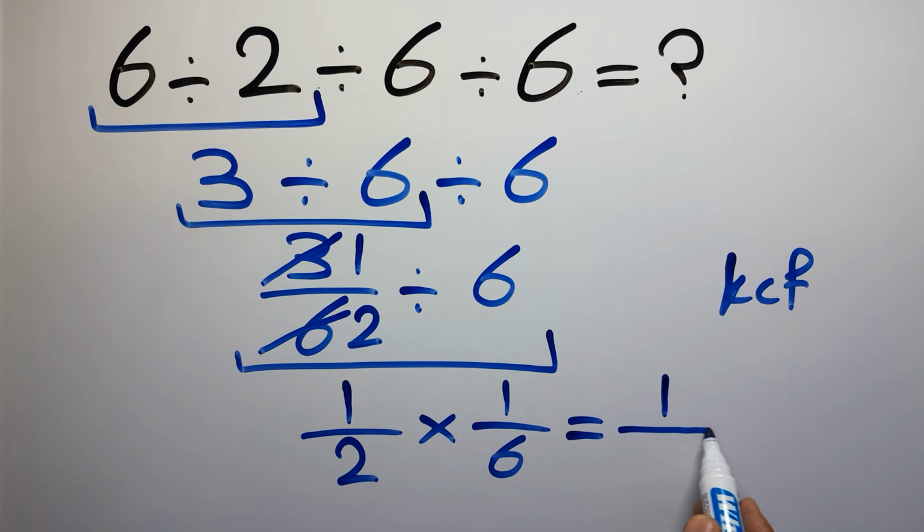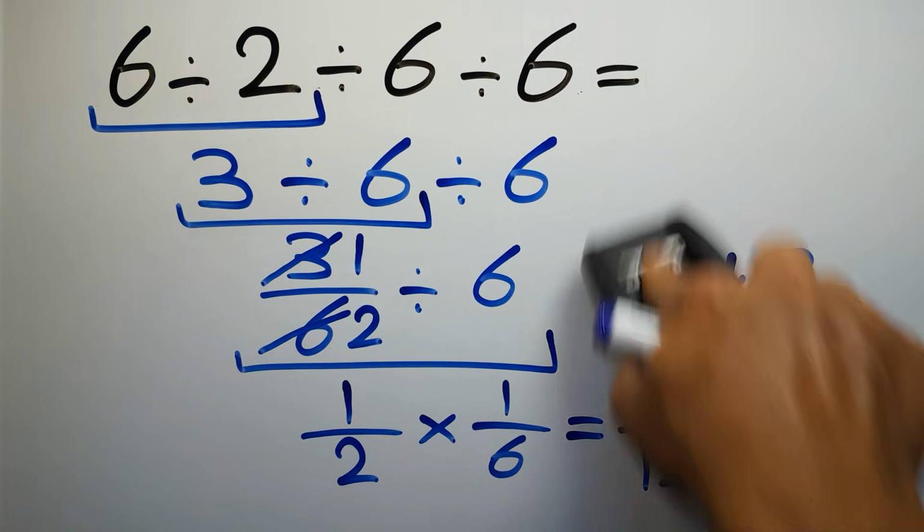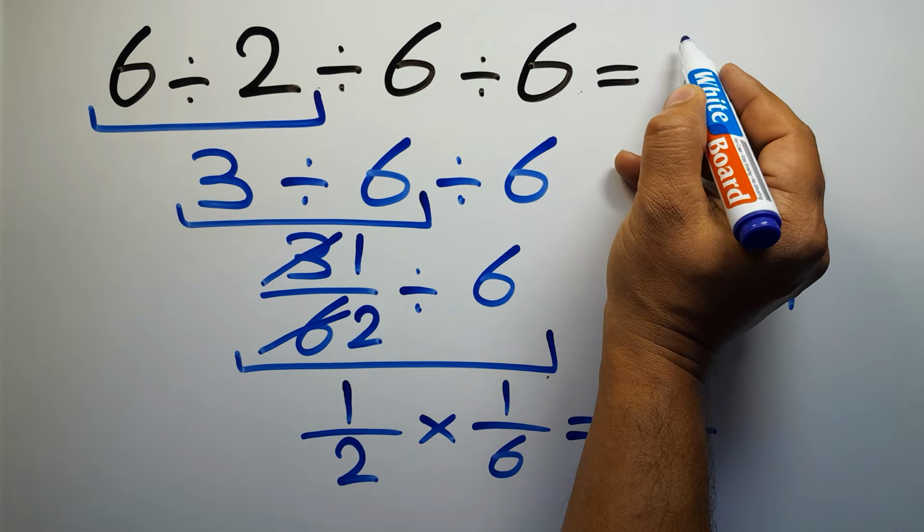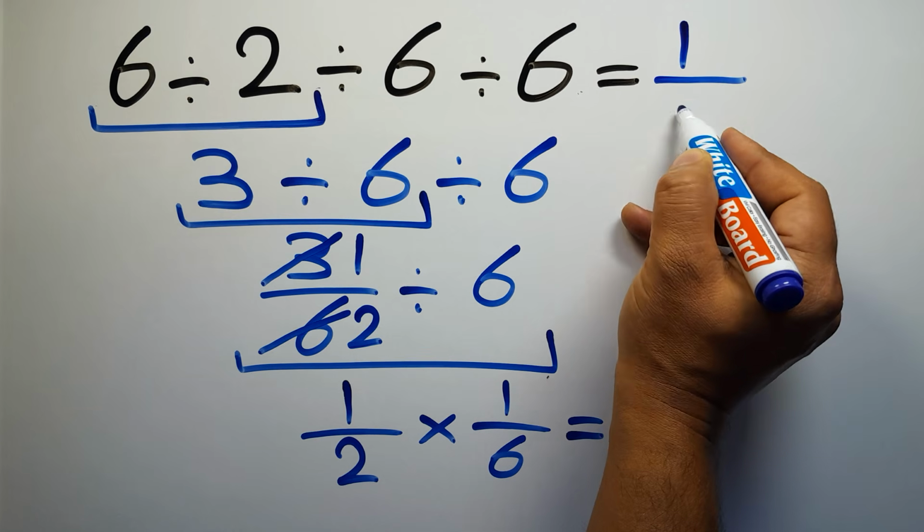So 1 over 2 times 6 equals 12. So we have 1 over 12. And this is our final answer to this problem. The correct answer is 1 over 12.